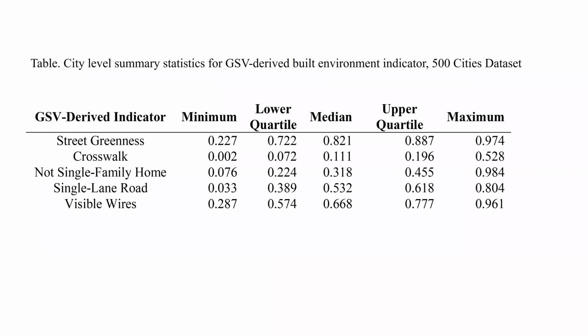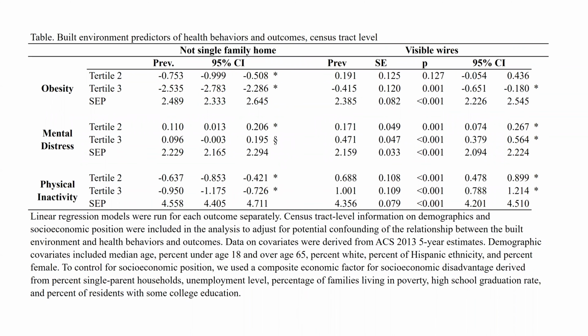So we move next to census tract. This is using the 500 Cities project, which has census tract level outcomes, and we look at these indicators. So for non-single family home, that's related to higher obesity.